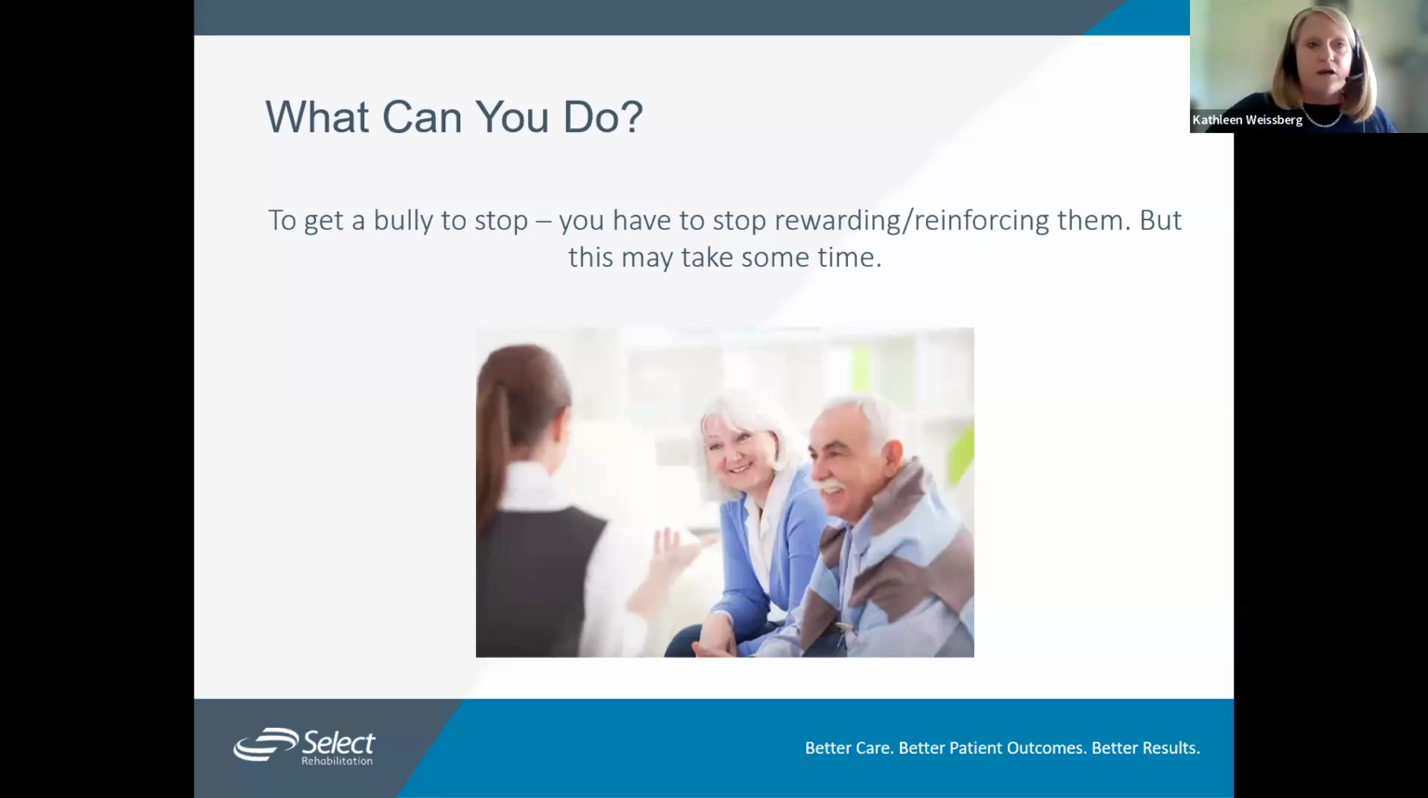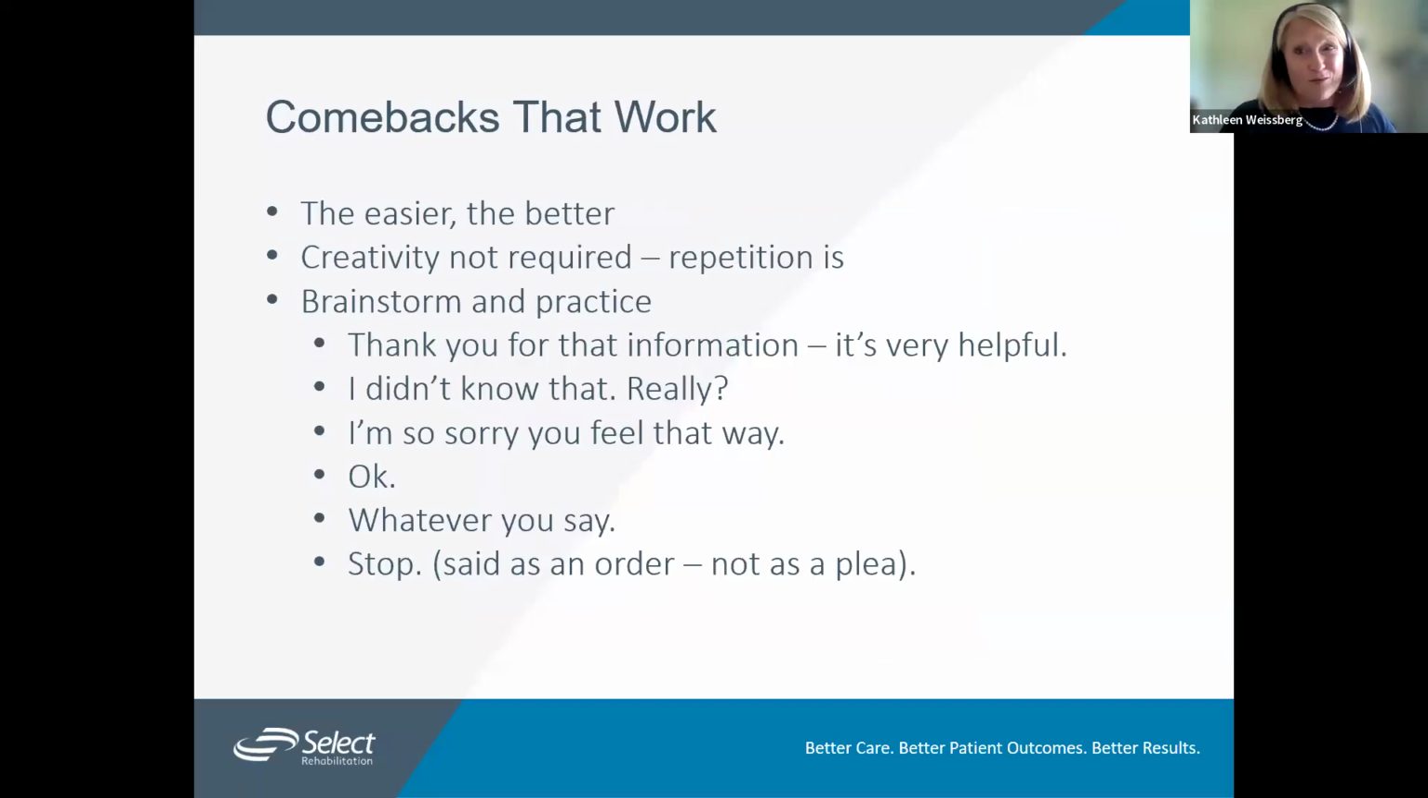We start with something really easy, and we call it the comeback. Whatever you choose to say to this person, or you can teach this to the other individuals in your community, what they can say to that bully. Whatever you say, you need to repeat it, and you're going to probably have to repeat it a lot. So the less emotional we can be, the better off we are. You don't have to be creative. You just need to be able to repeat it.